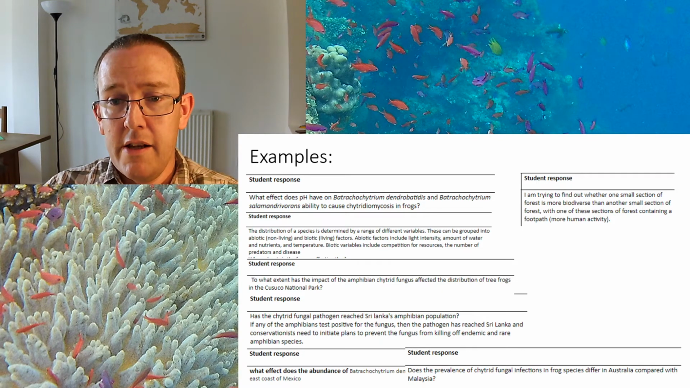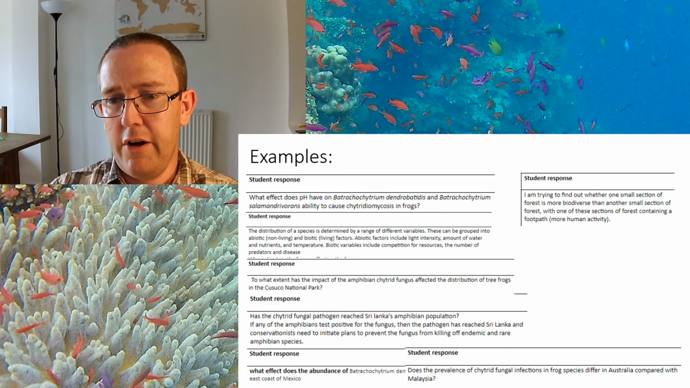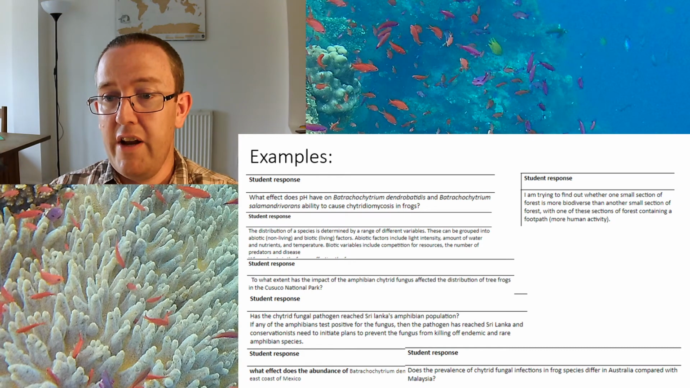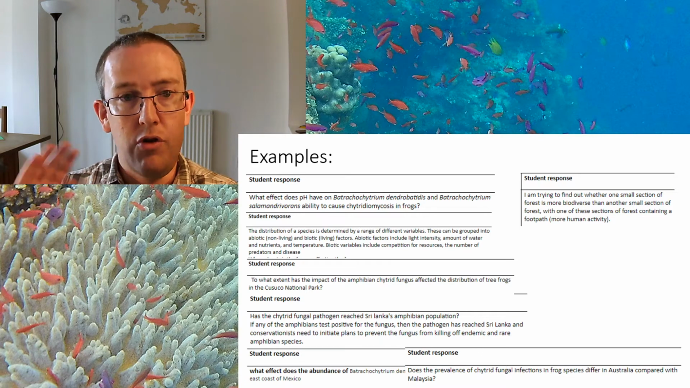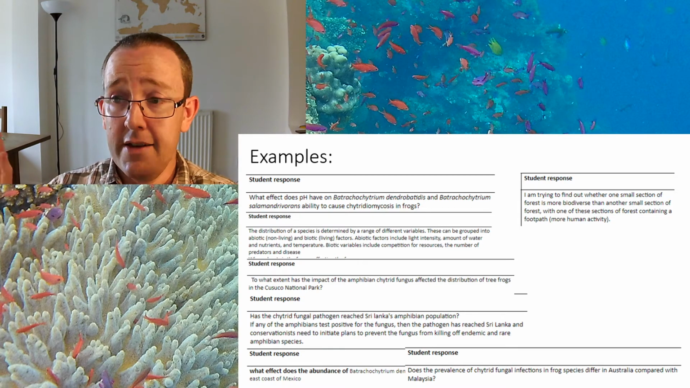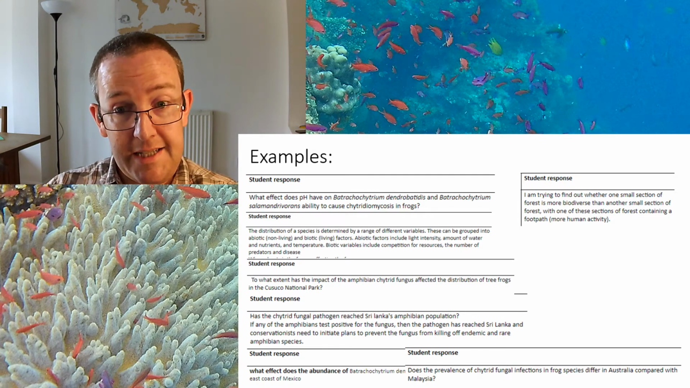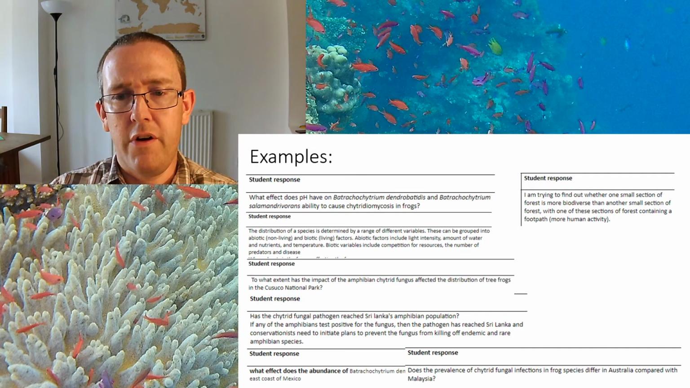And lastly, does the prevalence of chytrid fungal infections in frog species differ in Australia compared with Malaysia? Good, nice independent variable there. Two countries, bosh bosh, here and here. That makes that independent variable nice and easy. Prevalence of chytrid fungal infections.